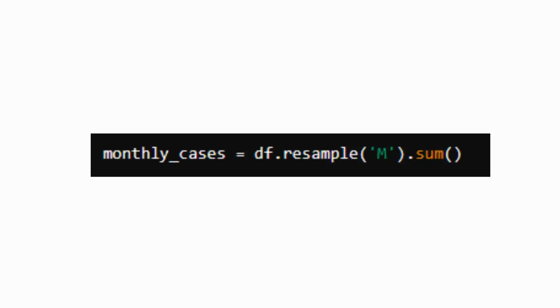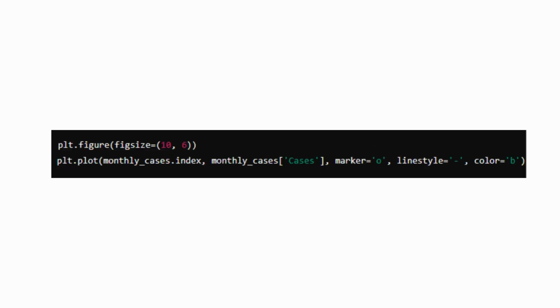Now, we resample our data to aggregate it by month. This helps in smoothing out daily fluctuations and gives a clearer picture of trends over time. We use resample('M').sum() to sum up the cases for each month. The M stands for monthly. Let's move on to plotting the data.